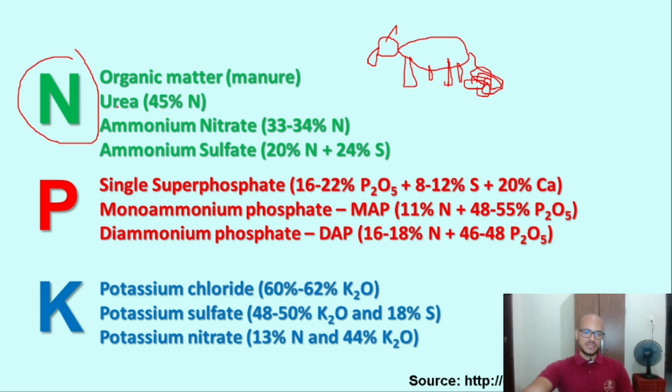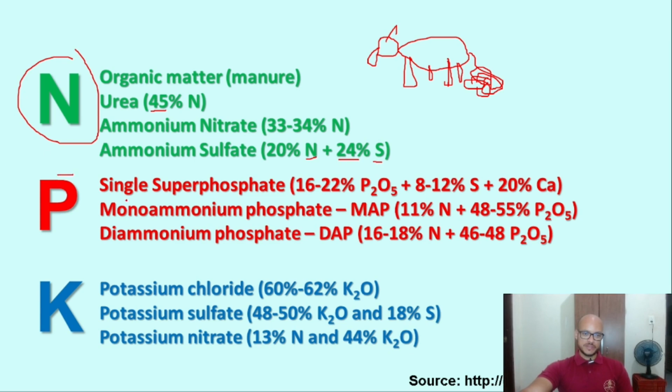And usually these fertilizers provide a certain amount of nutrients. Like urea is 45%, ammonium nitrate is between 33 and 34% of nitrogen, and ammonium sulfate is about 20% nitrogen, but it also provides about 24% of sulfur.